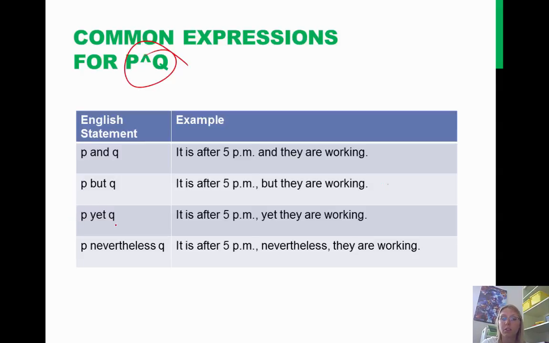P yet Q. It is after 5 p.m. yet they are working. And P nevertheless Q. It is after 5 p.m. nevertheless they are working. The reason I'm showing you these things is because in English we can say many things the same way but with different words. So here you need to know that anytime you see any of these, they will always be P and Q. Be aware of that when you're doing your work.